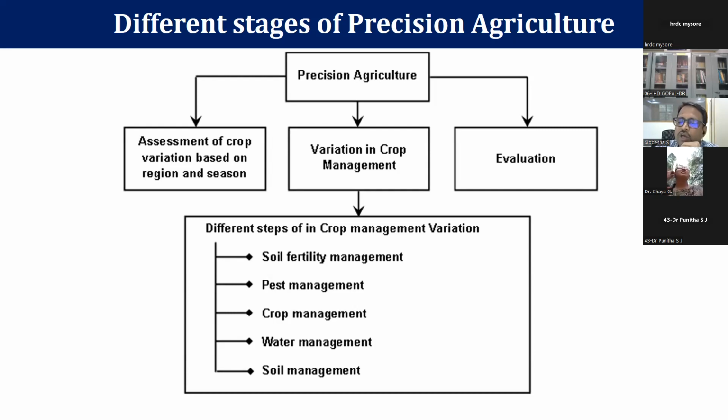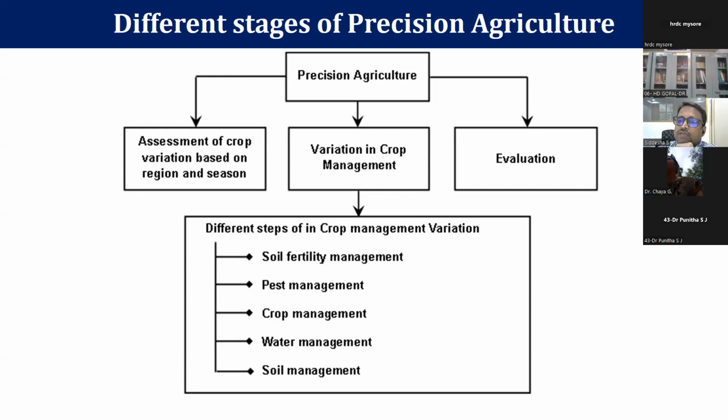And after that, soil management. Soil management in the sense, first we need to see whether the soil is acidified. What treatment do we need to give for the soil, and other things. This comes under crop management variations. So based on that, we can go for a particular crop.